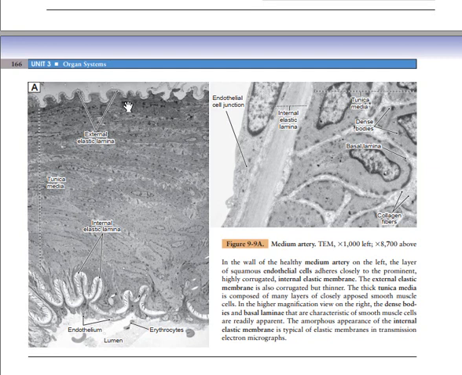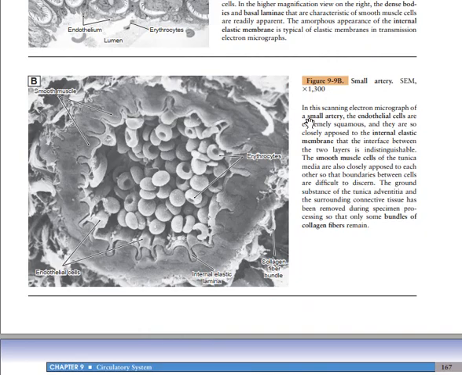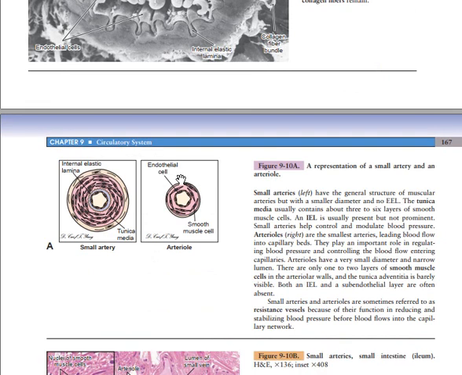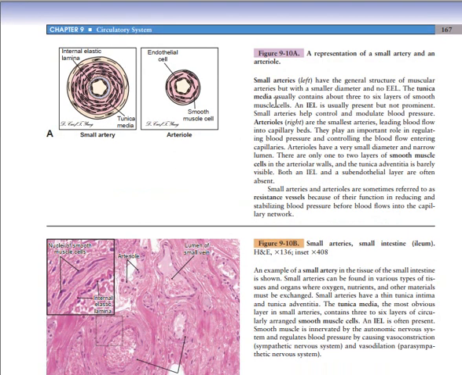And then at the external layer we have the external elastic lamina. So this is the diagram. Now this is a scanning electron micrograph, where you can visualize the surface. You can visualize the surface of smooth muscles, of the erythrocyte, and then the surface of the external elastic lamina and the internal elastic lamina.